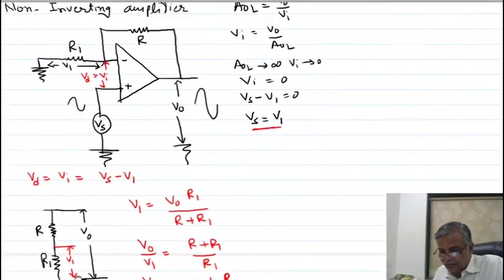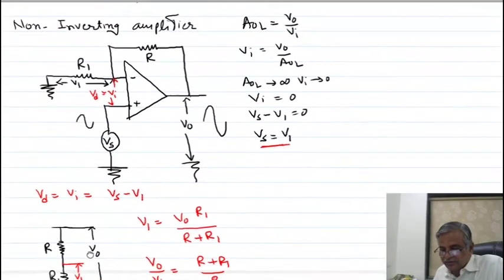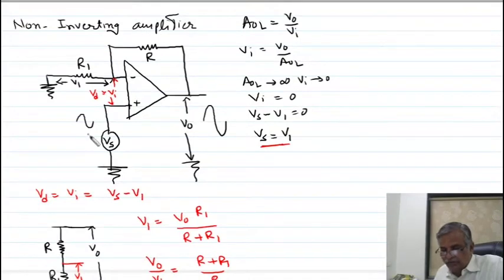Last time I am telling you. The circuit diagram of the non-inverting amplifier is shown in the figure. The input signal is given to the non-inverting terminal.